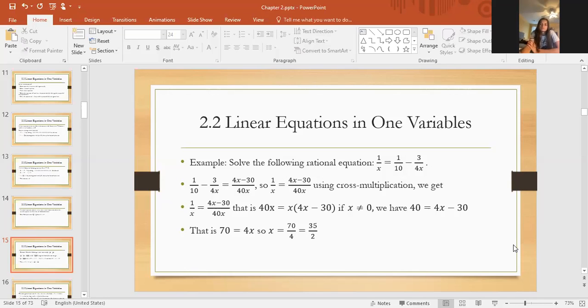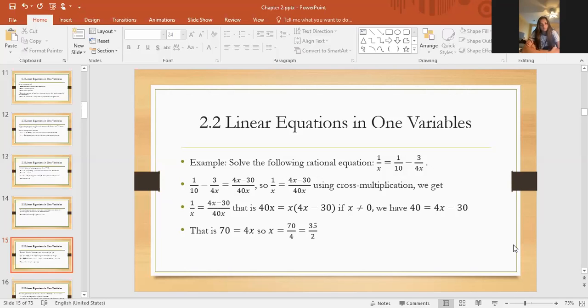So that equation was actually a kind of quadratic equation, because it's only quadratic when x equals 0. If x is different from 0, it will cancel on both sides, and we will have 40 equals 4x minus 30. This is a situation in which we have transformed a rational expression into a linear expression using cross multiplication. So the solution x equals 70 over 4, which is 35 over 2, is one solution.